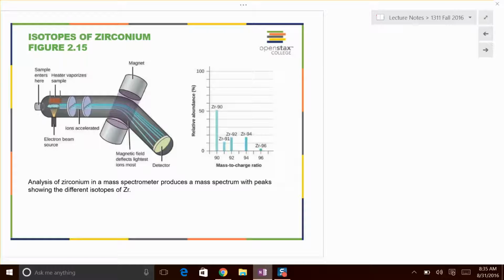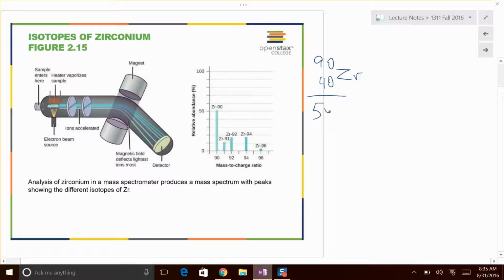Okay, so that allows us to see that you can have the same element with different masses. What is the difference in their mass? What's causing the difference in their mass? Why is this one 90 and this one 91? The number of neutrons. Zirconium has how many protons? 40.